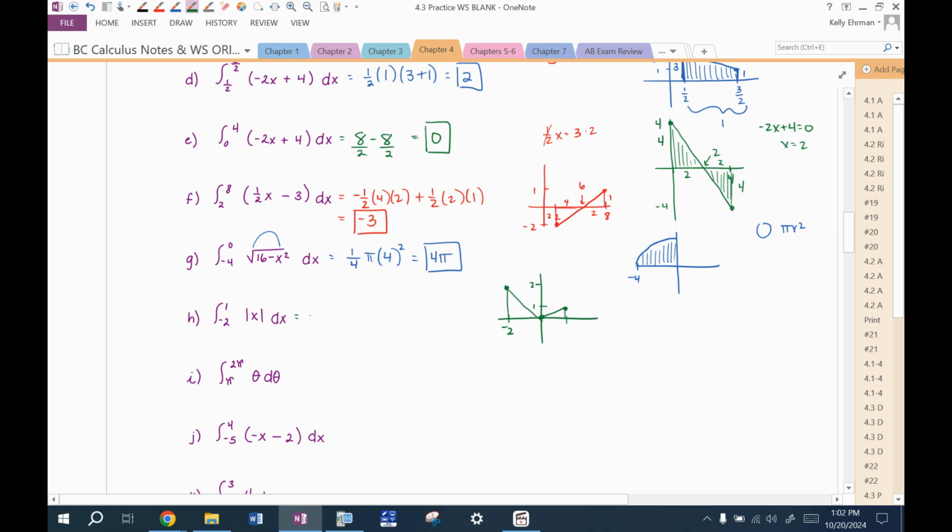So this is a positive. We have 1/2 times a base of 2 and a height of 2, plus 1/2 base of 1, height of 1. Half of 4 is 2, plus 1/2 is 2.5, or 5 over 2.